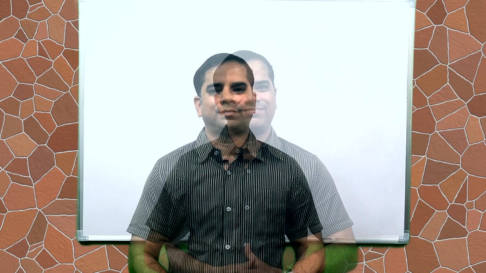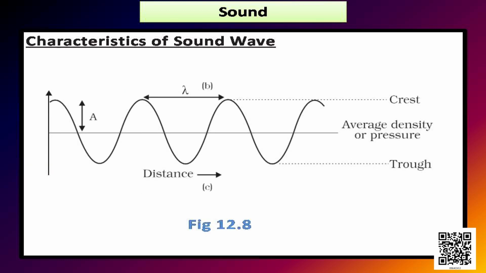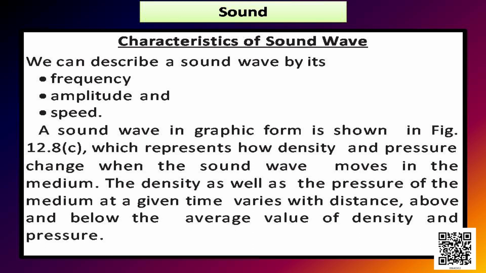Okay? Students, let us now discuss characteristics of a sound wave. We can describe a sound wave by its frequency, amplitude and speed. A sound wave in graphic form is shown in figure 12.8c of your book, which represents how density and pressure change when the sound wave moves in the medium.